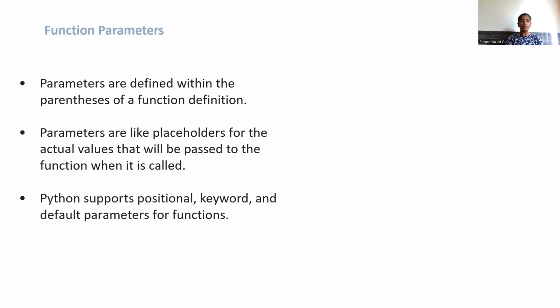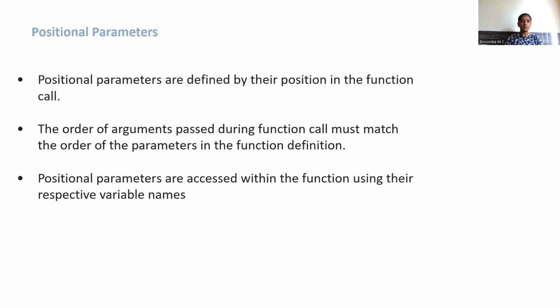Function parameters. Parameters are defined within the parentheses of a function definition. They are like placeholders for the actual values that will be passed to the function when it is called. Python supports positional, keyword, and default parameters for functions.